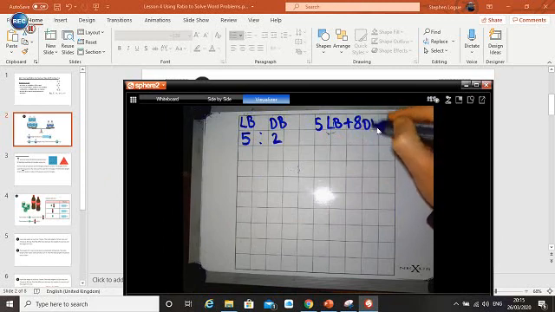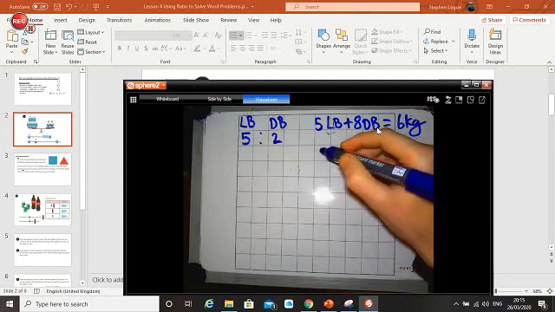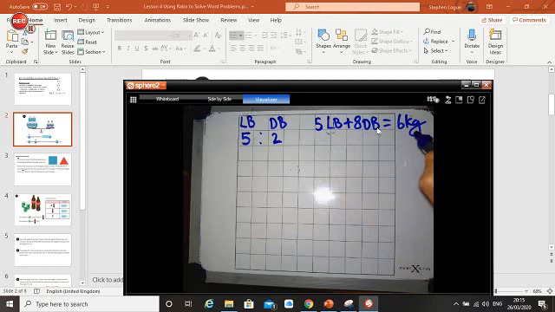The answer needs to be in grams, so we're going to need to convert 6 kilograms to grams. 1 kilogram is 1,000 grams, so 6 kilograms is 6,000 grams.